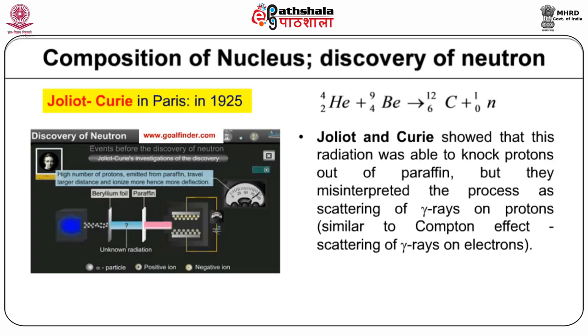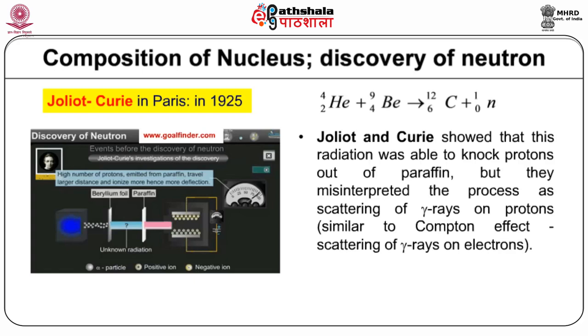Now, the discovery of the neutron can be related to two important experiments. First, by Joliot and Curie in Paris in 1925. In this experiment, they bombarded a beryllium foil with energetic alpha particles, and they found that the reaction was: alpha particle, that is a doubly ionized helium nucleus, plus beryllium gives carbon-12 plus 1 neutron.